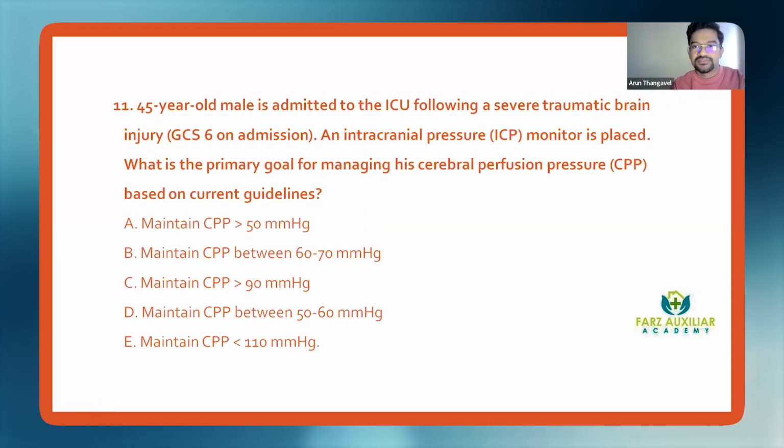This is our first question. A 45-year-old male is admitted to the ICU following a severe traumatic brain injury, GCS of 6. An intracranial pressure monitor is placed. What is the primary goal for managing his cerebral perfusion pressure based on the current guidelines? Go ahead and you can type in the chat or unmute yourself and answer.